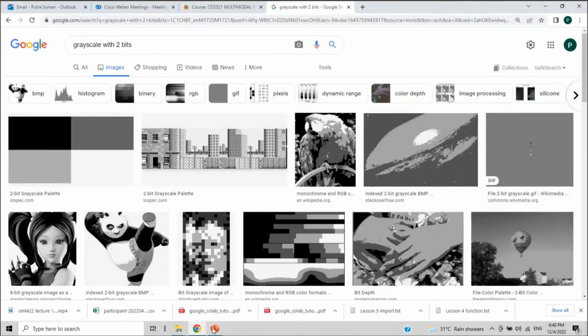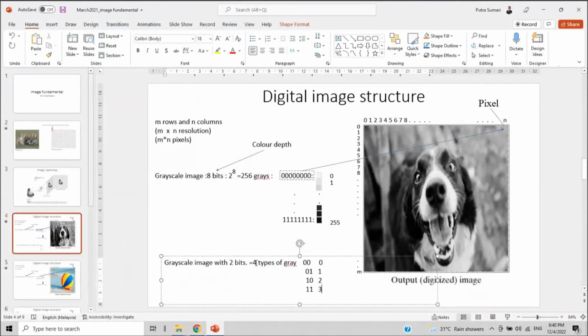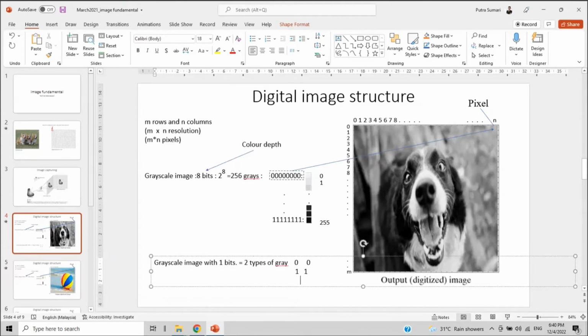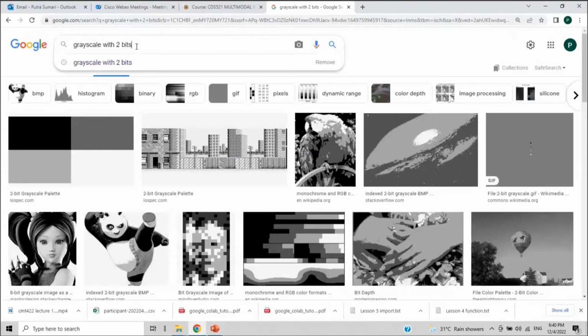And then if you have 1 bit, that means you have 2 types of gray. Which is like this. You only have 1 bit, so only 2 colors. In this case, 2 colors, either 100% black or 100% white. There is nothing in the middle because you only have 2 choices of color, black and white. So if you look at this, grayscale is 1 bit.